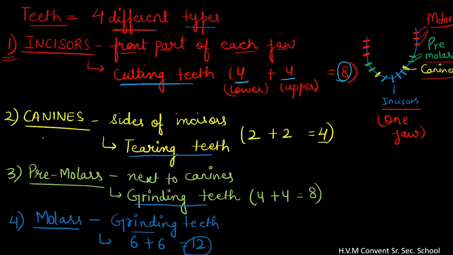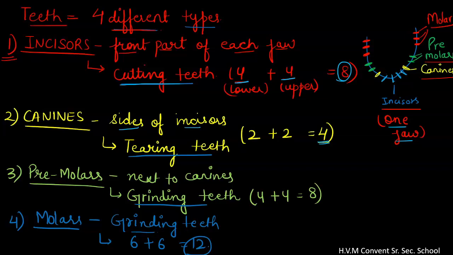Followed by incisors, the second type of teeth are known as canines. Canines are present on the sides of incisors. For example, these 1, 2, 3 and 4 were the incisors, and 1 and 2 canines are present on either side of the incisors. Canines help in tearing of food, so these are known as tearing teeth. One jaw has two canines, and similarly the other jaw also has two canines, so in total we have four canines.